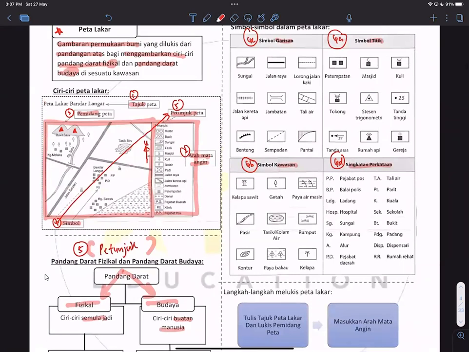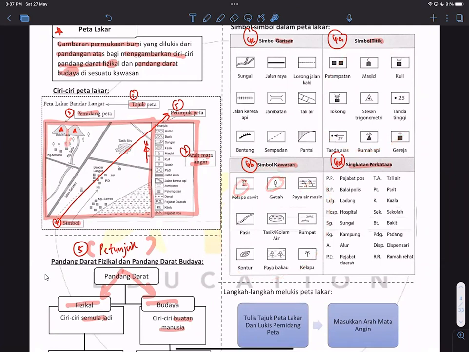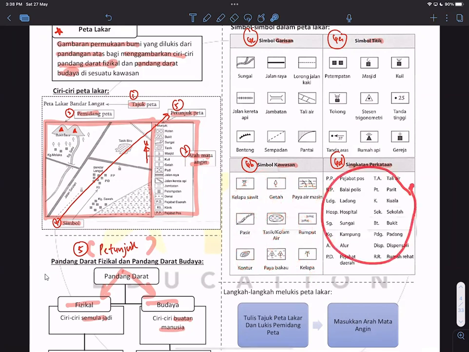So let's say symbol titik, this is definitely everything budaya. Yeah, so for symbol kawasan, even though these are plants, they are still under budaya. We try to grow the kelapa sawit and getah in a specific area, let's say kaki bukit. But paya, air masin, pasir, tasik, kolam, rumput, kontur, paku, these are under physical. We didn't change the locations to grow them. But kelapa, getah, and kelapa sawit, 1, 2, 3, these are under budaya. We purposely grow these plants for us to harvest. That's why we have tanaman kelapa, tanaman getah, tanaman kelapa sawit. Okay, so singkatan perkataan, everything here can be budaya, can be physical.